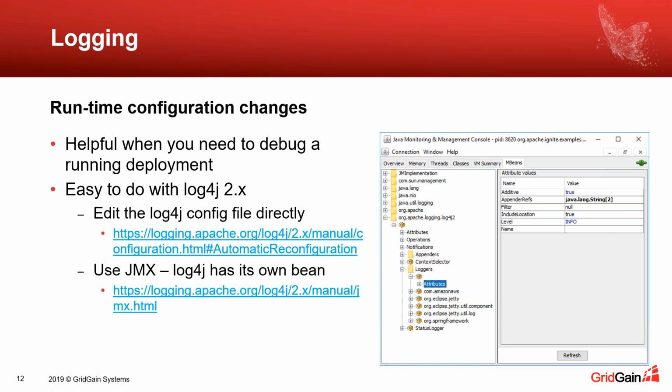Sometimes you will want to change the logging configuration, for example, add some verbosity to your logs. This can be done easily with different log frameworks, and it can be easily done with Log4j2. First, you can just edit the Log4j config file. Just edit the XML file with the configuration, and the system will reload it after a short period, about a minute. Or alternatively, you can use JMX.